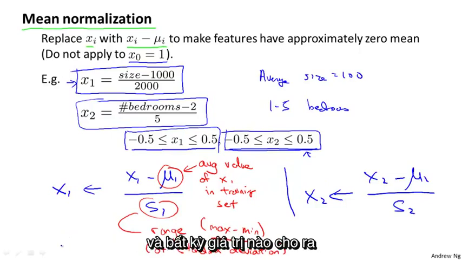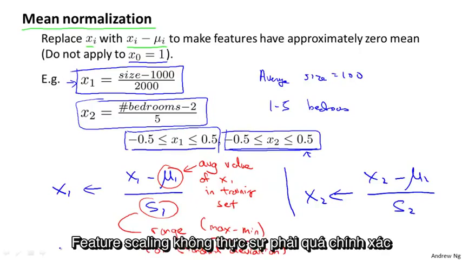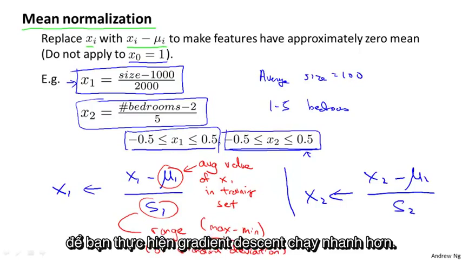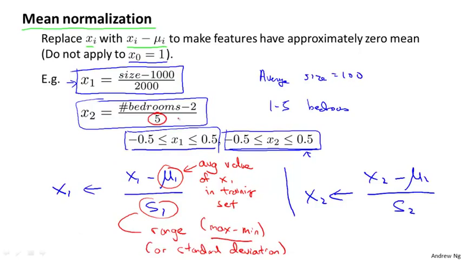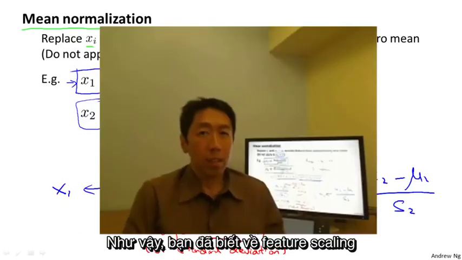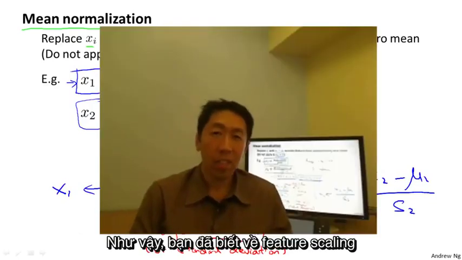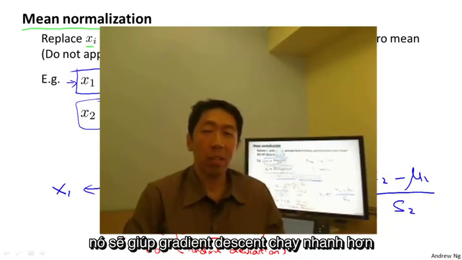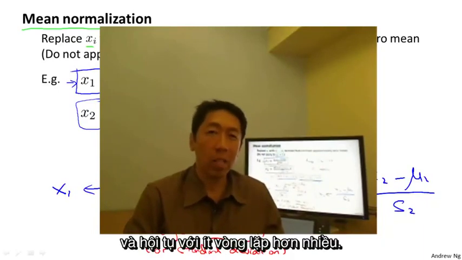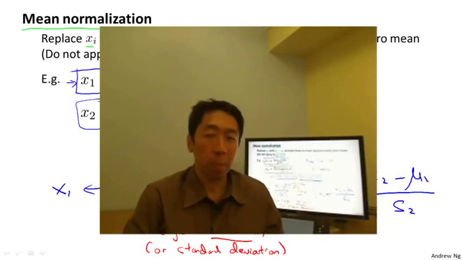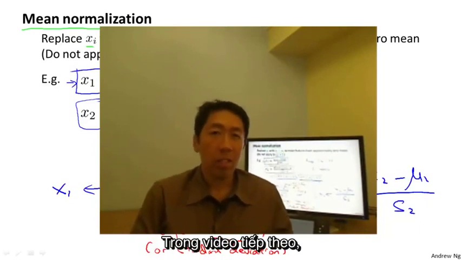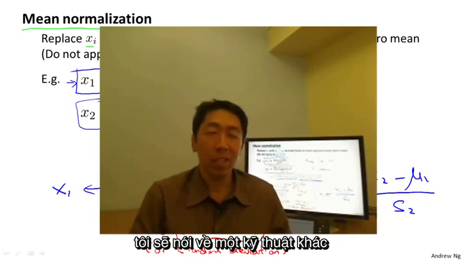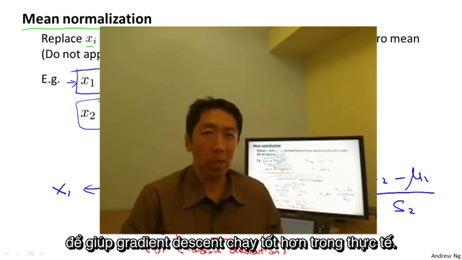But all of these are approximate, and any value that gets the features into anything close to these sorts of ranges will do fine. The feature scaling doesn't have to be too exact in order to get gradient descent to run quite a lot faster. So now you know about feature scaling, and if you apply this simple trick, it can make gradient descent run much faster and converge in a lot fewer iterations. That was feature scaling. In the next video, I'll tell you about another trick to make gradient descent work well in practice.